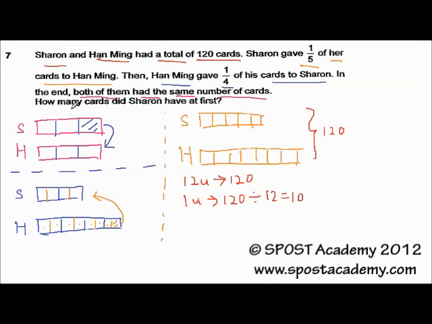The question is asking how many cards did Sharon have at first. So Sharon has a total of 5 units. So 5 units would be 5 times 10, which gives us 50. So Sharon had 50 cards at first.